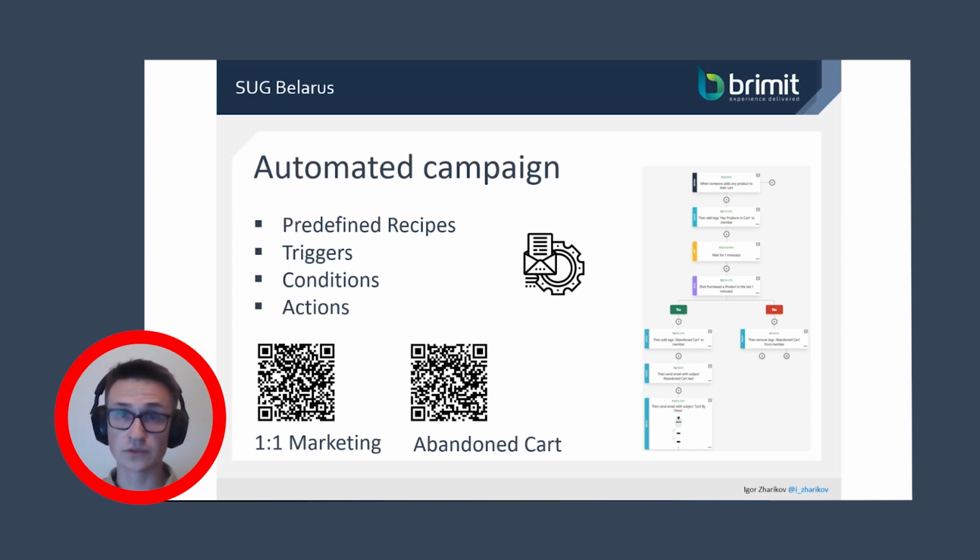So now to talk about automated campaigns. Sitecore Send simplifies creation of the campaigns. You can use any existing recipes for it or create your own from scratch. So an automated campaign contains a trigger. It's an entity which identifies the moment where the campaign should be started.